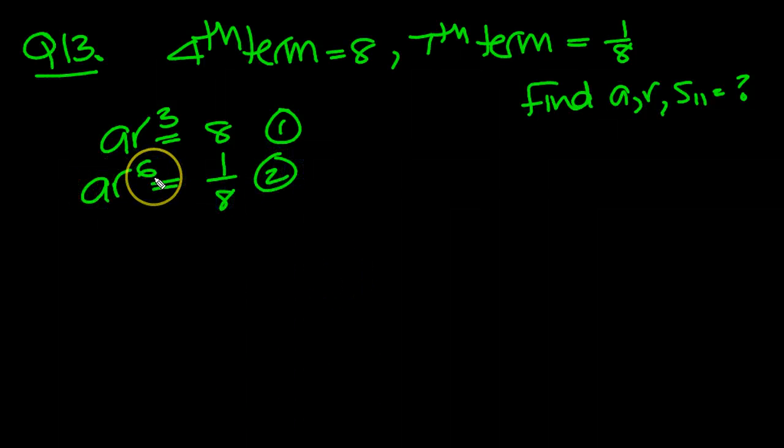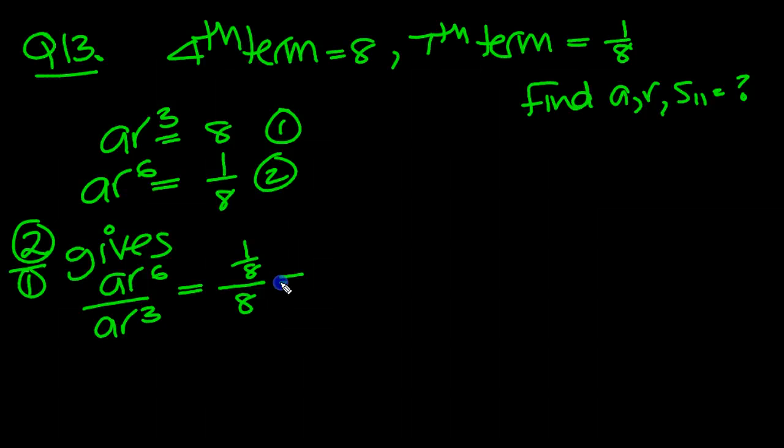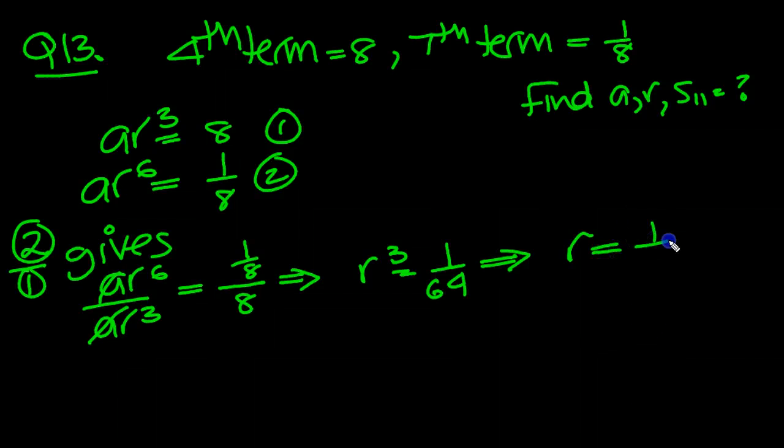This has the higher power, doesn't it? The second equation. So if we do 2 divided by 1, and see what we get. The A's will cancel and we'll get a power of r, won't we? That divided by that will be AR to the 6 over AR cubed. And that will be 1/8 on top and 8 underneath. So the A's cancel, 3 of the r's will cancel to leave r cubed, and you'll get 1 over 64. To undo a cube, you cube root, so cube root both sides. Cube root 1 over 64 is 1 over 4. So you can tap it down on your calculator if you need to.